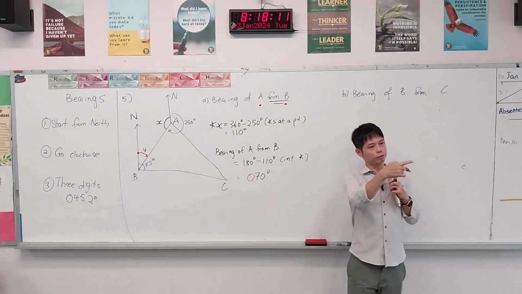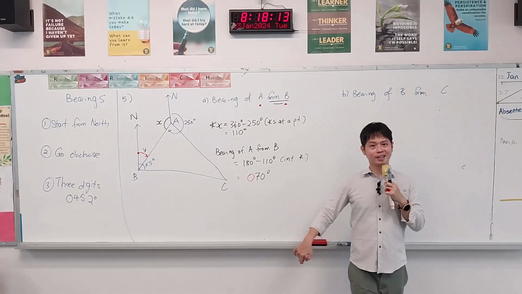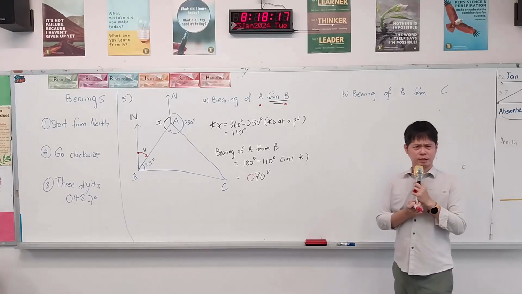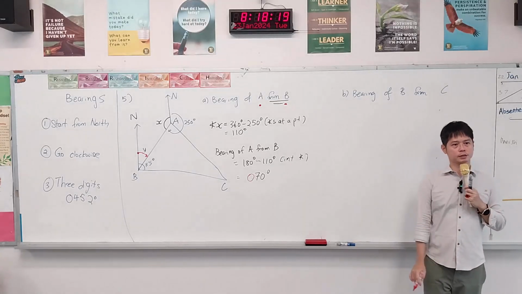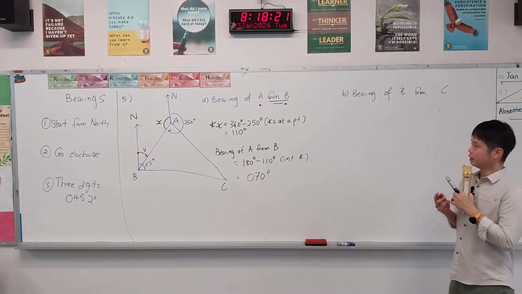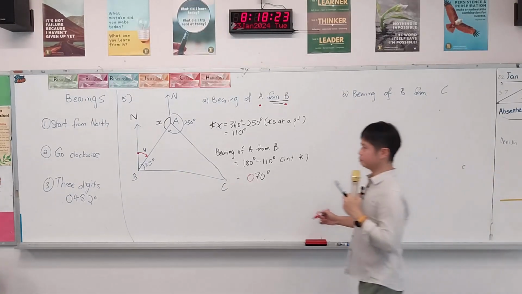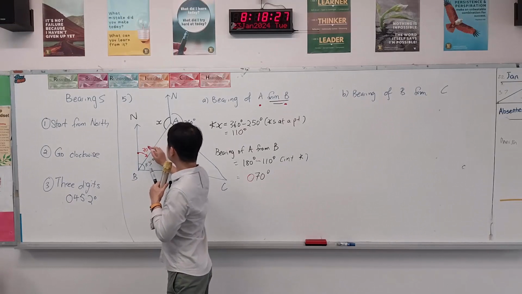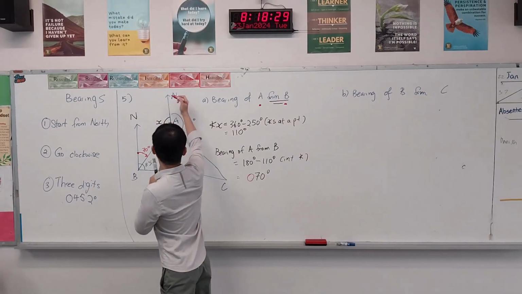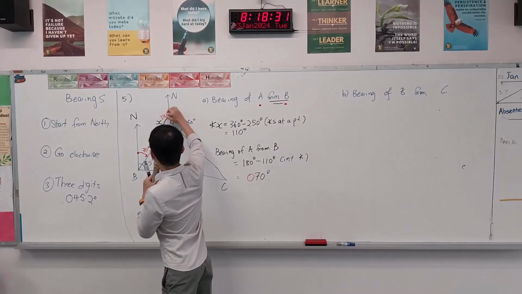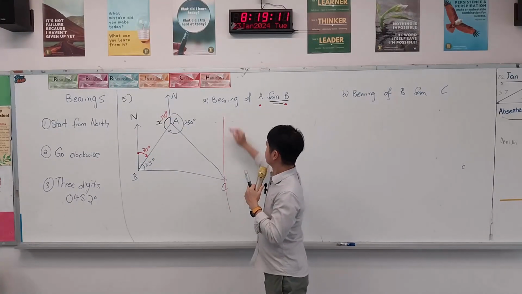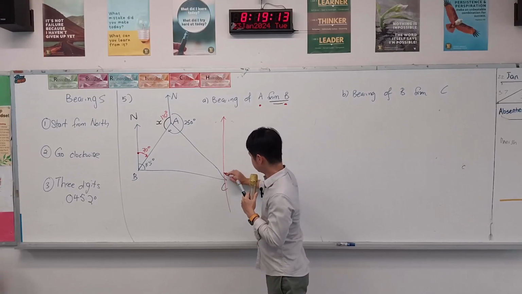If you don't put the 0, we will mark you wrong. All your effort, and then still no mark. So you must put the 3 digits. Alright, so that is for part A. Now, after you found the angle, do write down the answer as 070, in case I need to use it later. So this one was 110, in case I need to use it later.